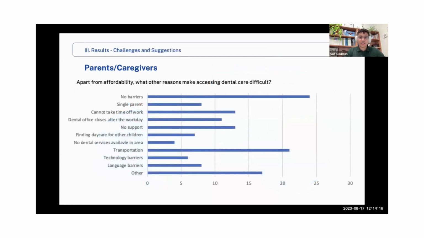In terms of challenges and suggestions, I'll split it up into specifically the parents and caregivers and dental personnel. So we asked parents and caregivers, apart from affordability, what other barriers do they face when accessing dental care? And we see that actually the most common barrier was transportation. So this can be using the public transit system or having their own vehicle. And parents expressed that specifically in the wintertime can become more difficult. The other two most common difficulties, apart from affordability, of course, were related to time. So that's taking time off work or the dental office closing after the workday.